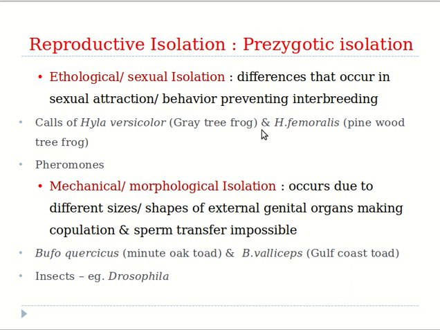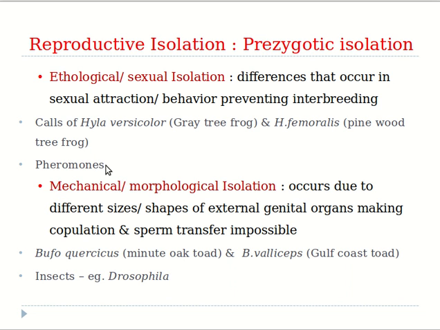Another is with respect to pheromones. Pheromones are chemicals which are released to the external environment by insects to communicate with members of the same species. Not only insects, even mammals you can see. The moths release sex pheromones for attracting the opposite sex. And the pheromones are very species specific. Clear?